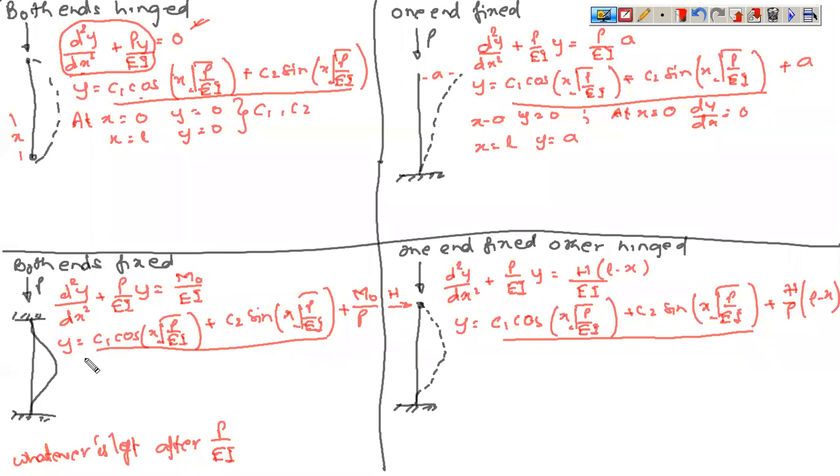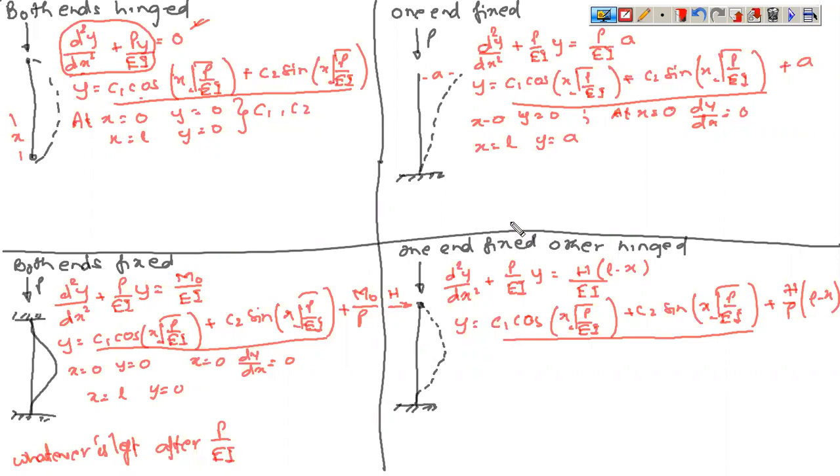If you come to this portion, at x is equal to 0, you have y is equal to 0. At x is equal to 0, you have dy by dx is equal to 0. And at x is equal to L also, you have y is equal to 0. So utilizing these three boundary conditions, again you can find out the crippling load here.